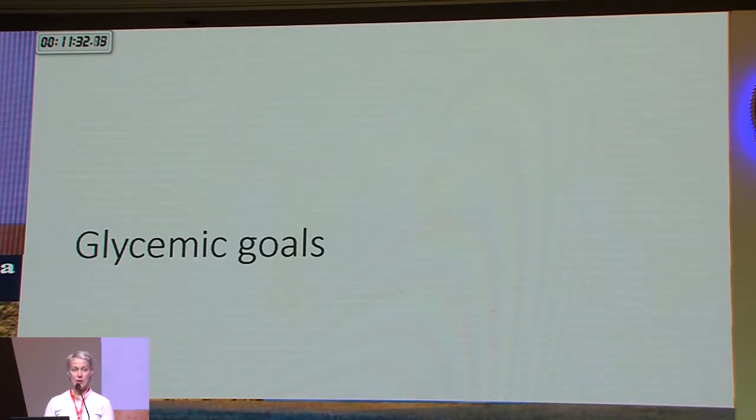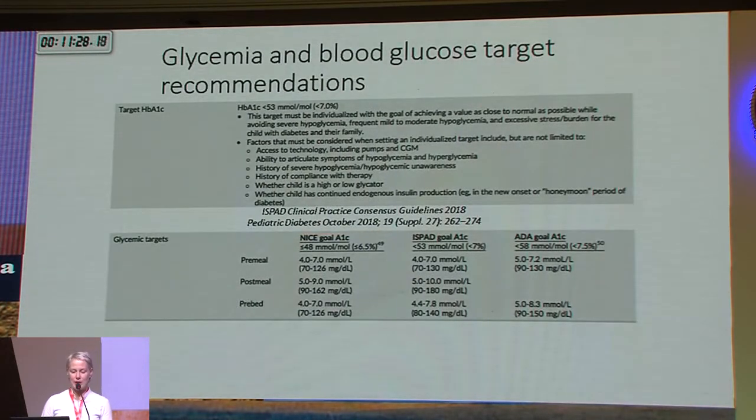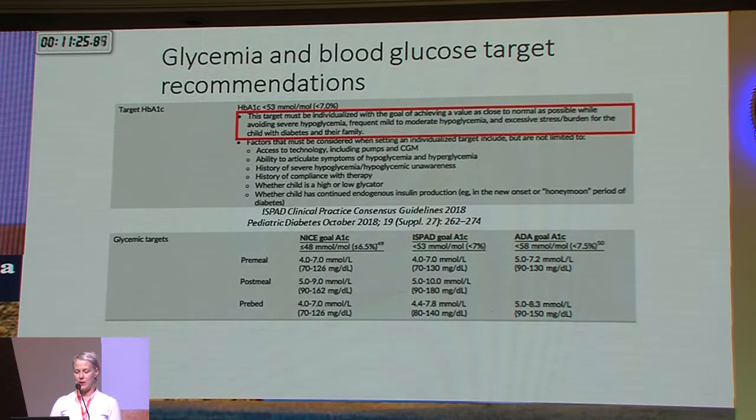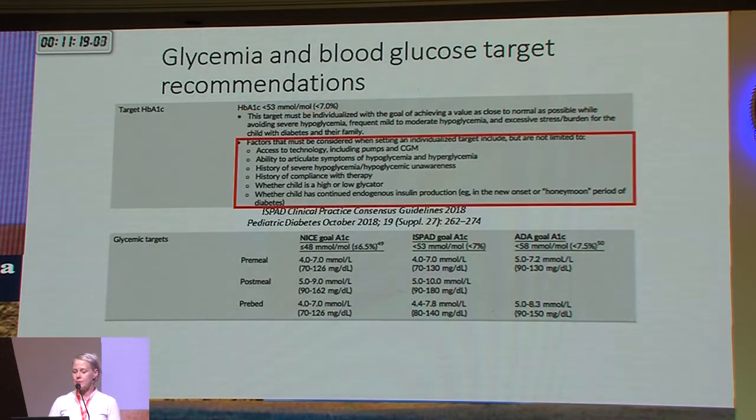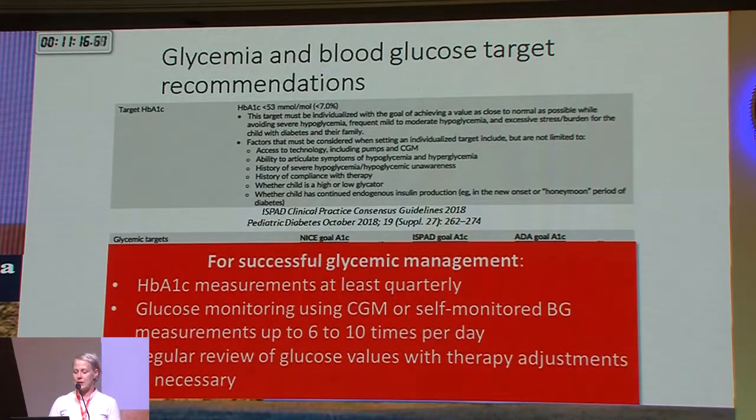So what about glycemic goals? We need to remember that we need to be as close as possible to just a lot of levels here, but the main issue is written here, that we need as low a level of HbA1c as possible without increasing hypoglycemia risk. And as a conclusion here, we can just say that for successful glycemic management, as Mina said before, we have HbA1c measurement at least quarterly, glucose monitoring using CGM or self-monitoring blood glucose very often, and regular review of glucose levels with therapy adjusted as necessary.